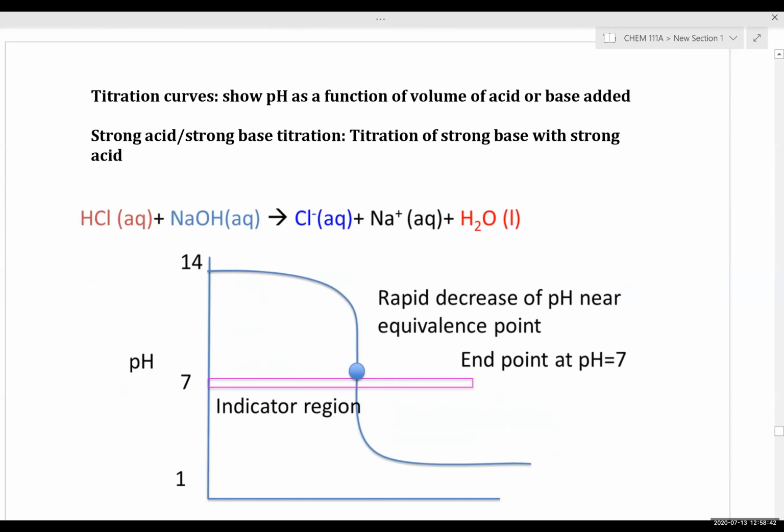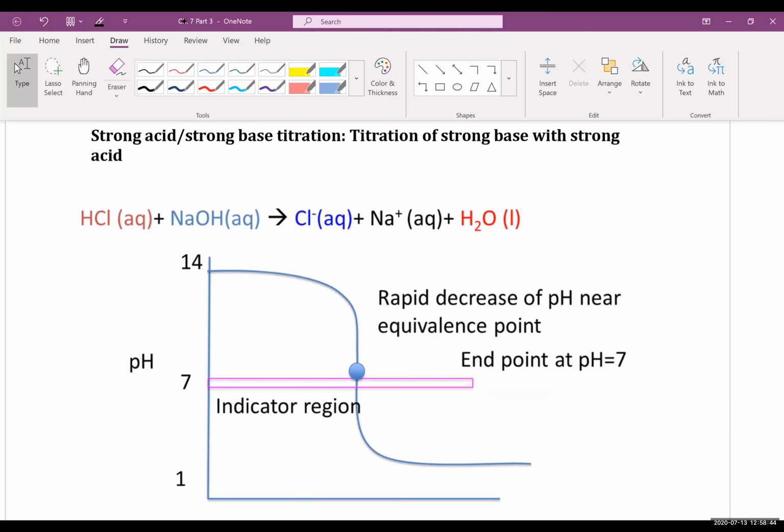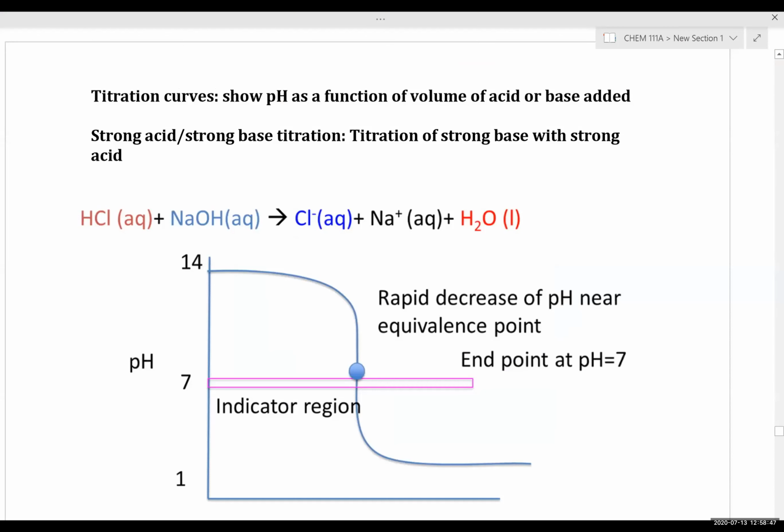Okay, now one way that we can describe titrations is utilizing titration curves. They show pH as a function of the volume of acid or base added. So let's look at a few examples of common titration curves and a few cases that we commonly see when performing titrations. So the first case is a strong acid, strong base titration.